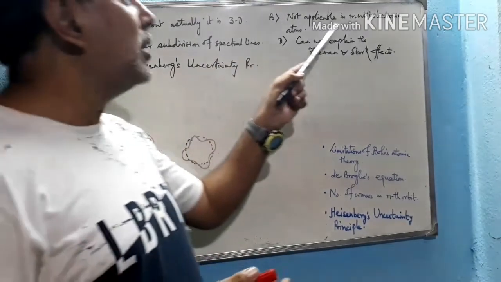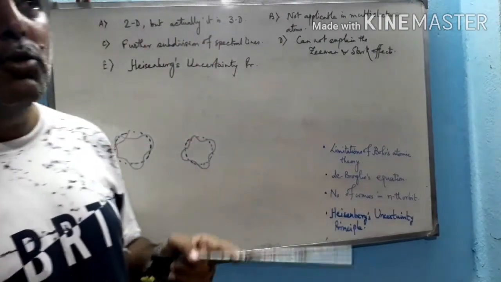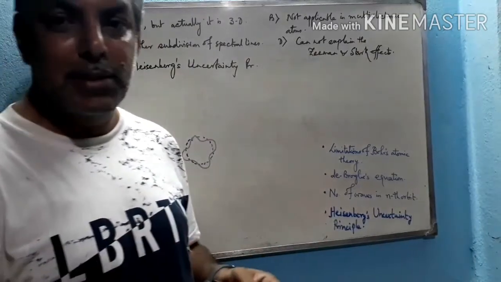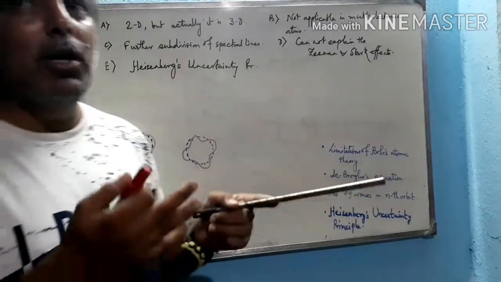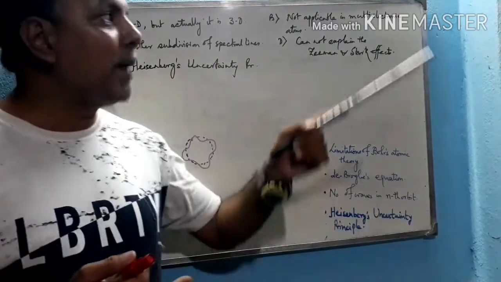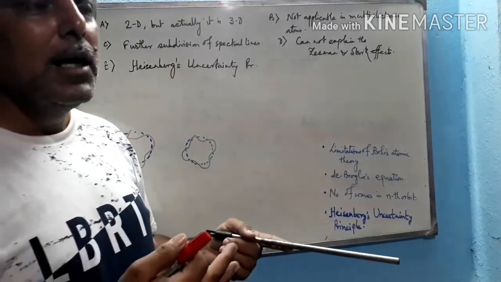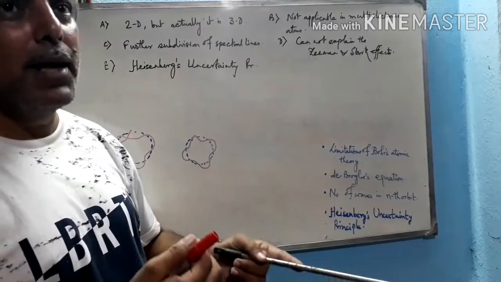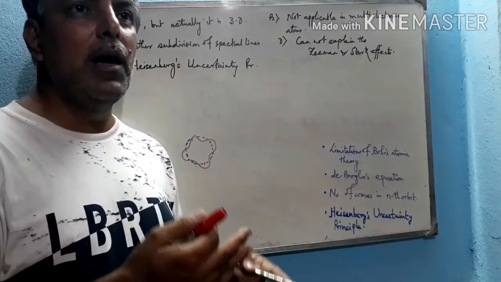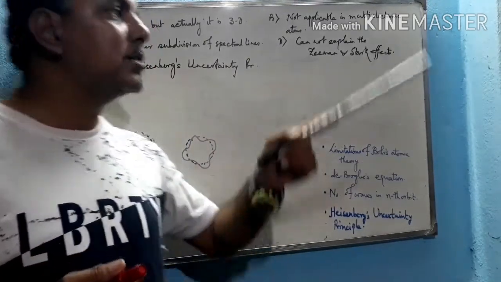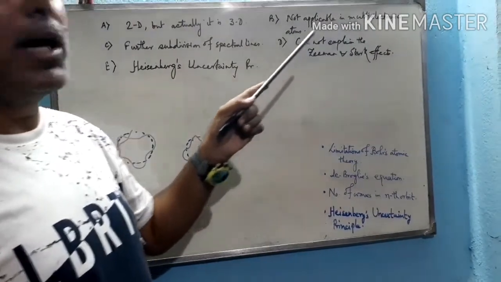Second point, not applicable in case of multi-electronic atoms. Bohr's theory is only applicable to hydrogen and such monoelectronic species like helium plus, lithium 2 plus, beryllium 3 plus, but not applicable in case of multi-electronic atoms, more than one electron system. That means apart from hydrogen, it cannot explain the atomic structure of helium, neon, lithium, beryllium, and so on, which have multiple electrons. So it cannot explain the multi-electronic atomic system.